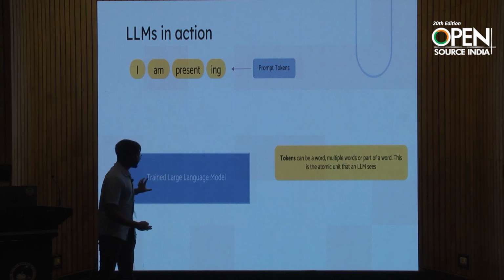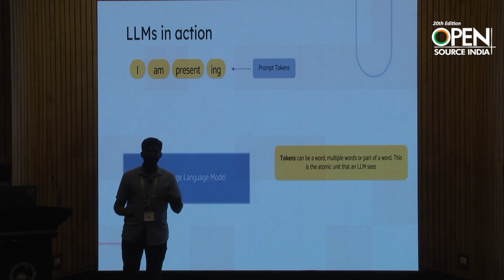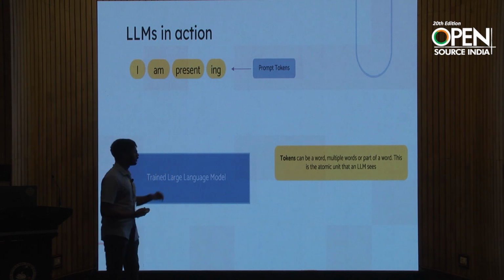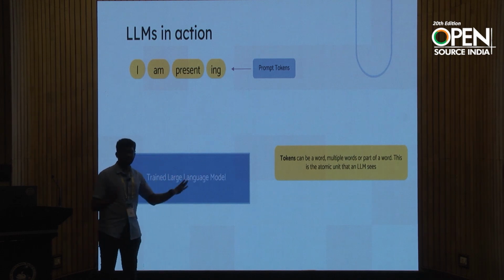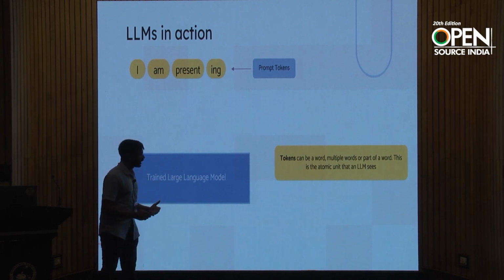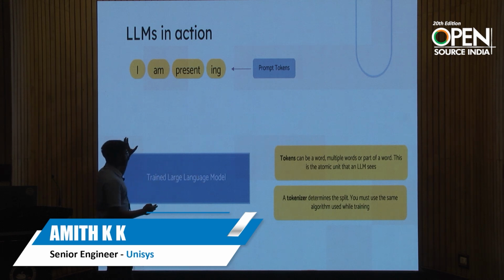The reason is that large language models don't see words, they see tokens. That's the language that they speak, right? A token can be one word, multiple words, or part of a word. That's all dependent on how the model was built. And there is this tool called a tokenizer. It runs before the model is fed with data, and the tokenizer determines how the data is split.